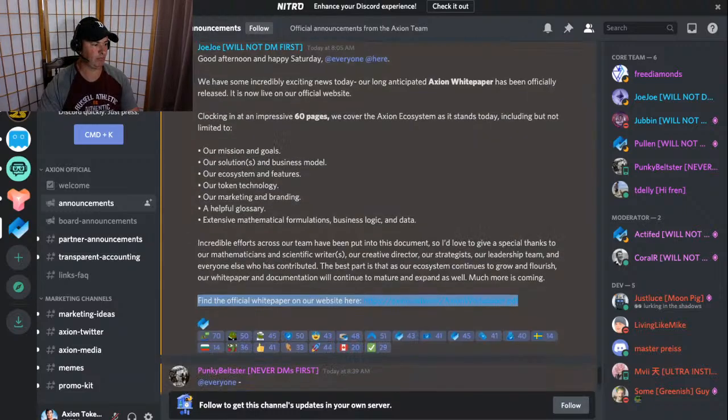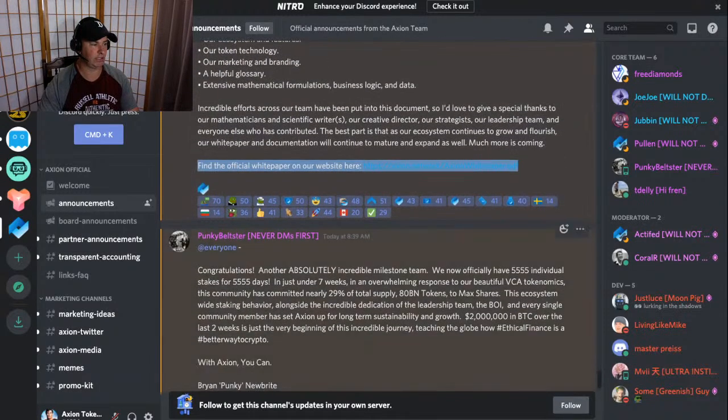Before we start, we did actually hit a milestone too. We had hit 5,555 stakes that people had staked for 15.2 years, which is a huge milestone, and we just hit 80 billion Axion staked as well for that same period of 15.2 years. So congratulations to the community. Axion's on a real growth curve. It's very exciting times indeed.